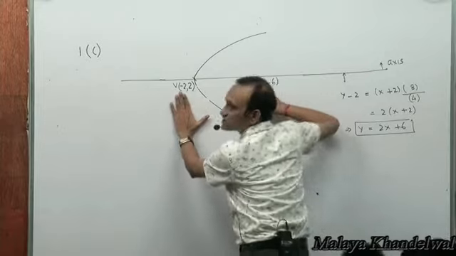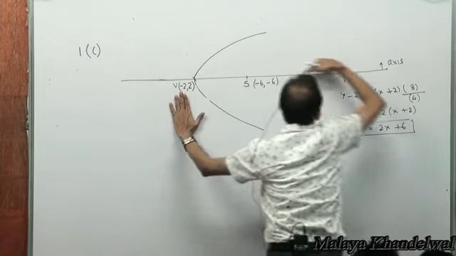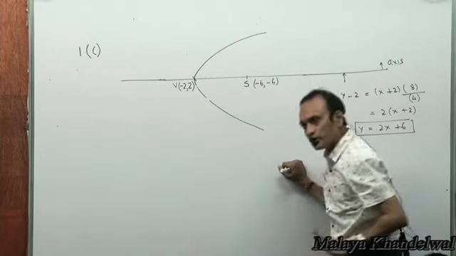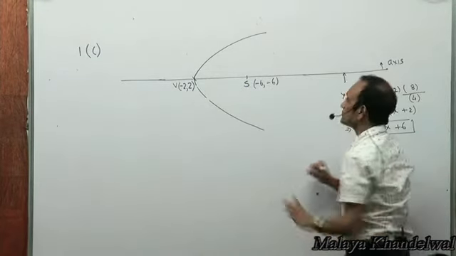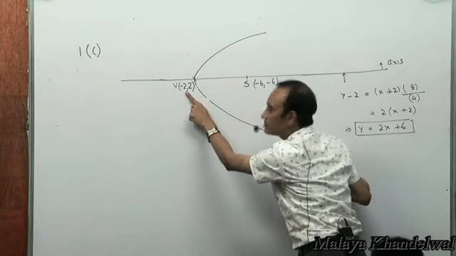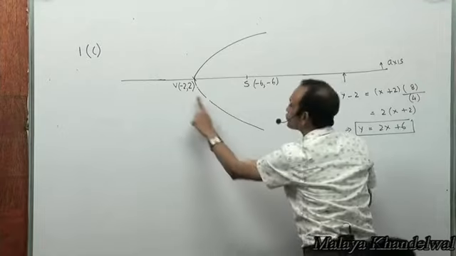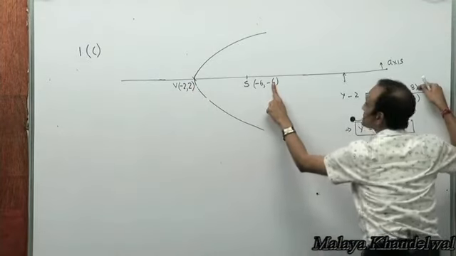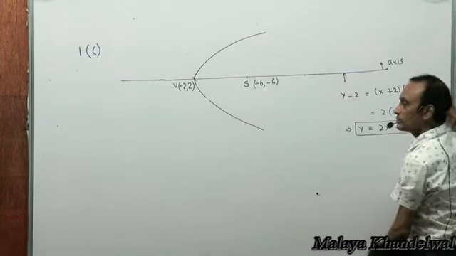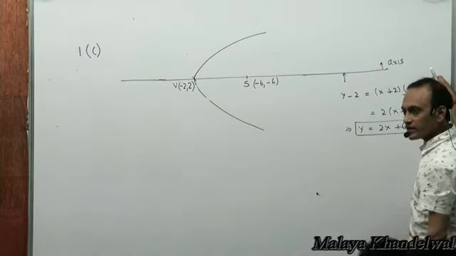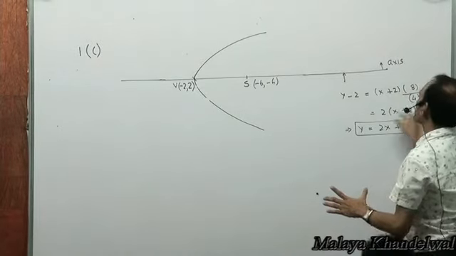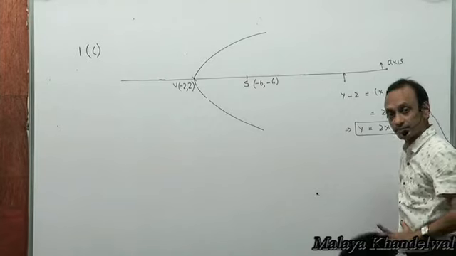This is the focus, this is the vertex. The line joining the focus with the vertex is the axis of symmetry of the parabola. So given 2 points, can you find the equation of a line? How do you find it? y minus 2 divided by x plus 2 equal to the slope of the line. Slope of the line is what? 2 minus minus 6, 8 divided by minus 2 plus 6, 4. That's the equation of the axis, right? Given 2 points, you can find the equation of a line. So that's y equal to 2x plus 6 is the equation of the axis.